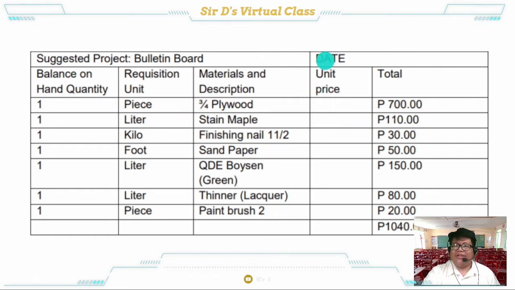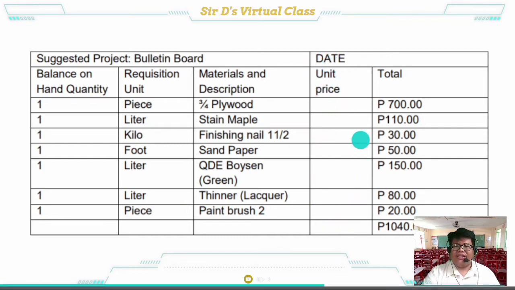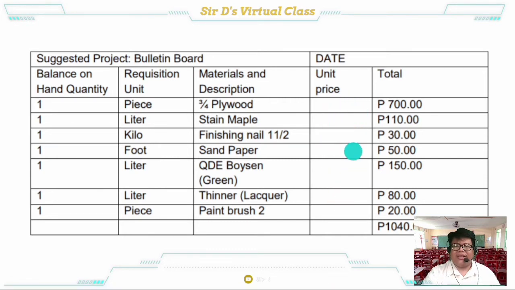On this column is the unit price or the unit cost. If you will see, there is nothing indicated here because the quantity requested for all items is 1, meaning to say the unit price will be the same as the total price. Total or the amount is the cost of all materials. So it totals to 1,040 pesos. I hope you were able to get that. This is an important skill that we will use later in the other parts of this competency.